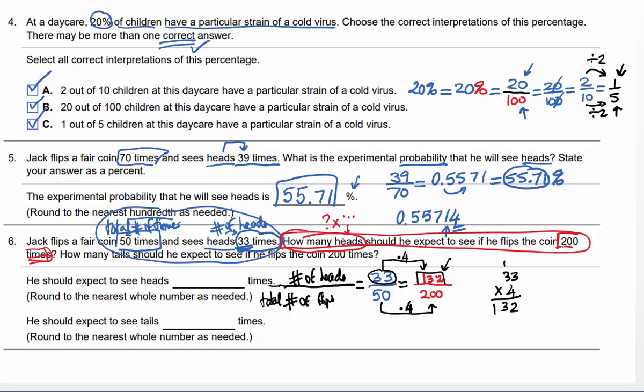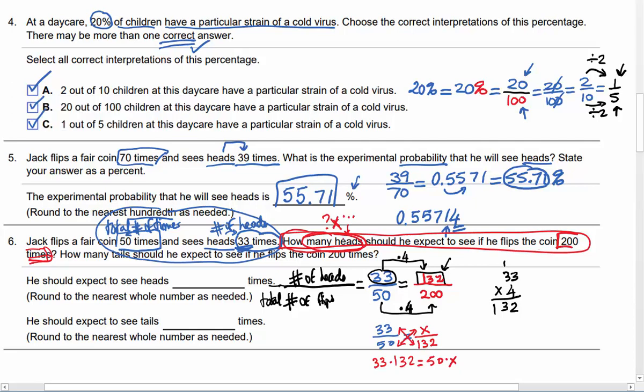Let's say you didn't have numbers like 50 and 200 that related to each other with a factor of 4. You could just solve a little equation and you would have that 33 over 50 is the same as, I don't know how many heads, call that X. Okay, how many heads is X over 132? And you would go ahead and cross multiply, and you would get that 33 times 132 is 50 times X, and proceed with that information.